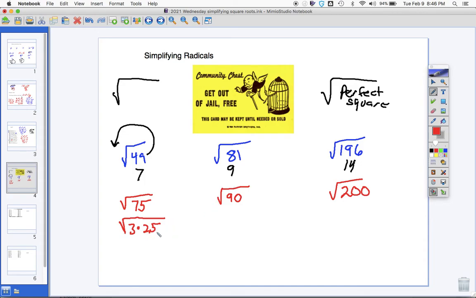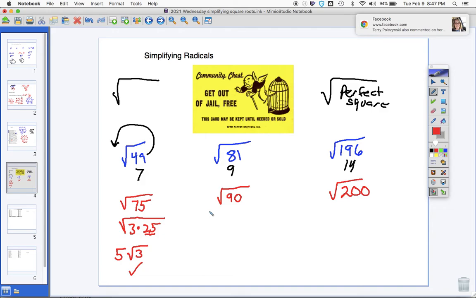Now, one of these guys gets to leave jail because one of them is a perfect square. Hopefully you can see which one that is, and that of course is 25, because the square root of 25 is 5. So 25 now gets to leave jail, and when he exits jail, he's now a 5. And unfortunately, the square root of 3 does have to stay in there. It cannot break down any further. So that would be our final answer.